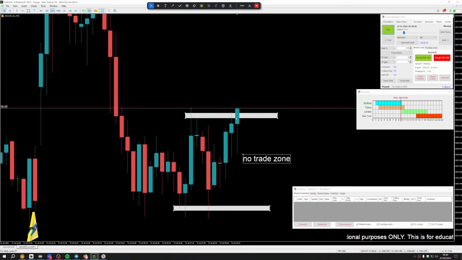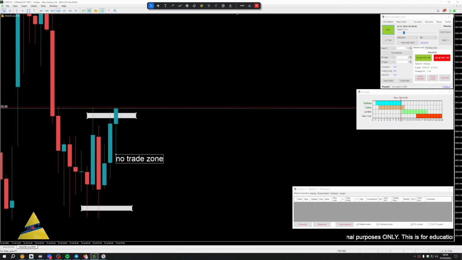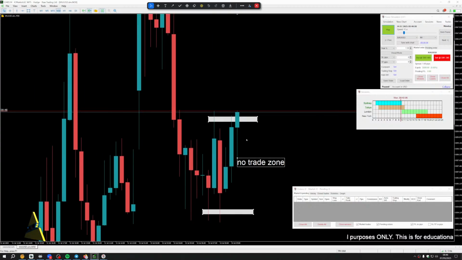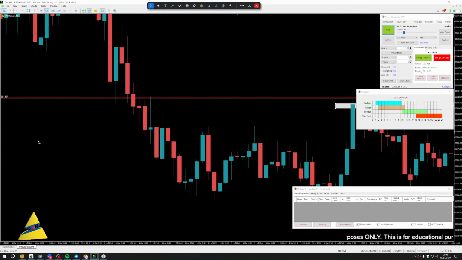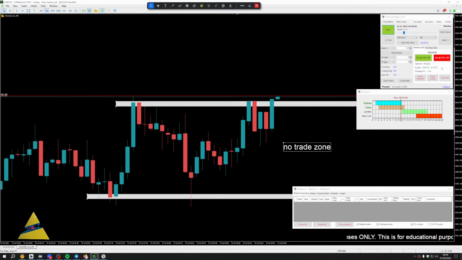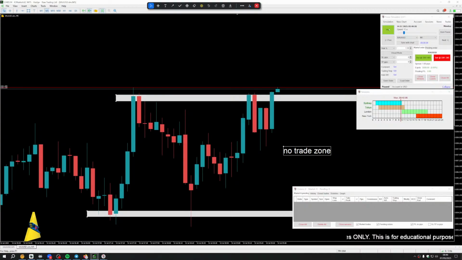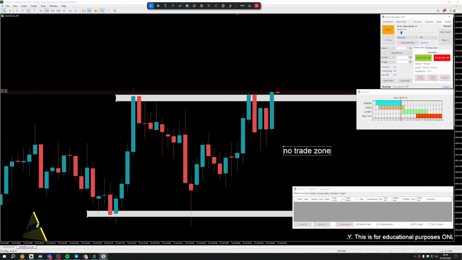All right, so I see the 15 minute has already created its bottom wick. The 30 minute has already created its bottom wick. Now we just have to wait for a candle to break the highs. Just need a good solid break. All right, beautiful. It's creating a bottom wick again on the 5 minute. That's what we would like to see.